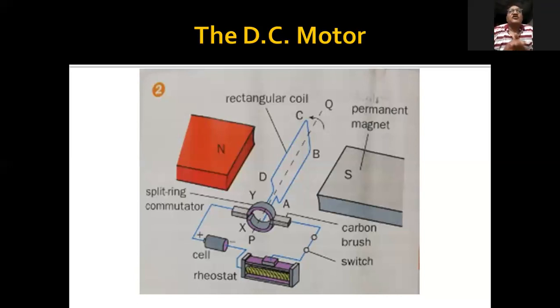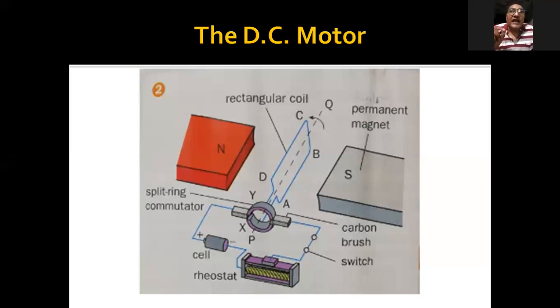Before this vertical position, the force on the CD side was in the upward direction. But after this vertical position, when the current in the CD will reverse, the direction of the force will also reverse, and the direction of the force now will be in the downward direction. When the AB was before this vertical position, the force on the AB was downward.